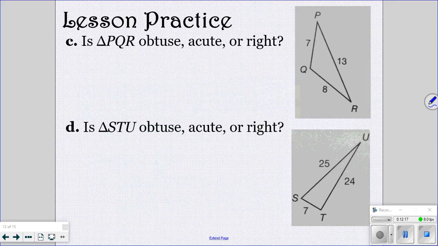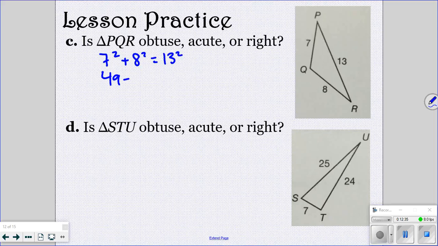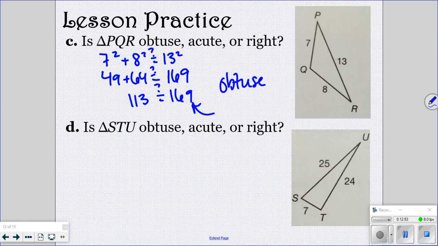Okay. Now we're going to look at these. Determine if they are obtuse, acute, or right. So y'all pause the video and try these real quick. So this first one, looking at the picture, it looks like it's going to be obtuse. But we still need to check and make sure. So 7 squared is 49. 8 squared is 64. And 13 squared is 169. And 49 plus 64 is 113. Does that equal 169? No. This one is bigger, so it is obtuse, just like we thought it was based on the picture.